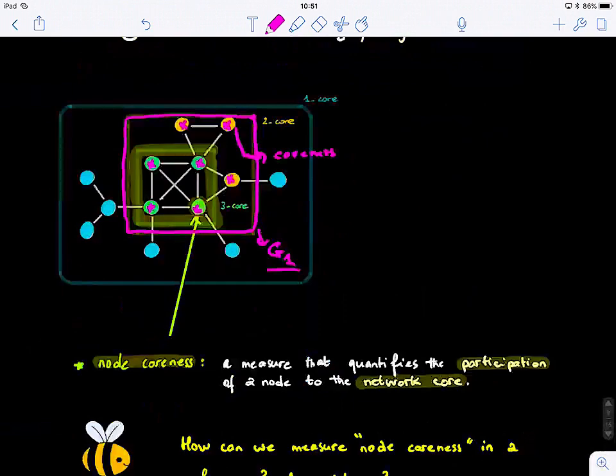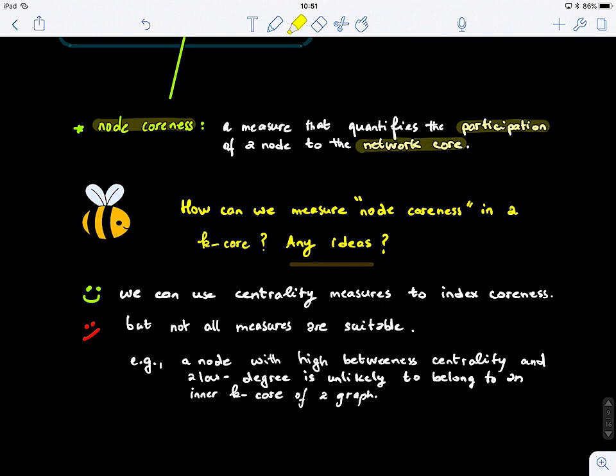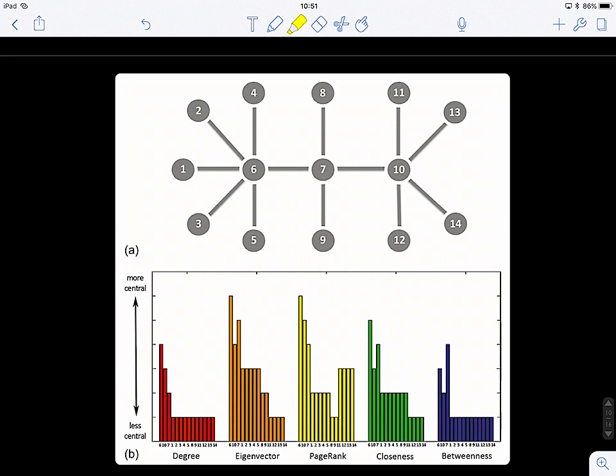Okay, now, here is the thing. If we use centrality measures to index coreness, not all measures are suitable. For example, a node with high betweenness centrality and a very low degree is unlikely to belong to an inner K-core of a graph, because it's going to be removed, right? If it has a very low degree of 1, although it has a very high betweenness centrality, right? Look at this case. So in that case, this cannot be a very good measure of coreness.